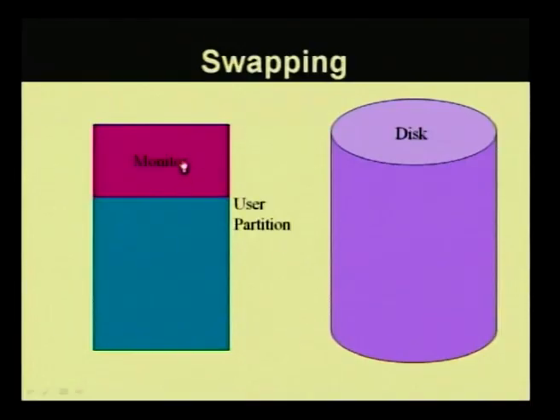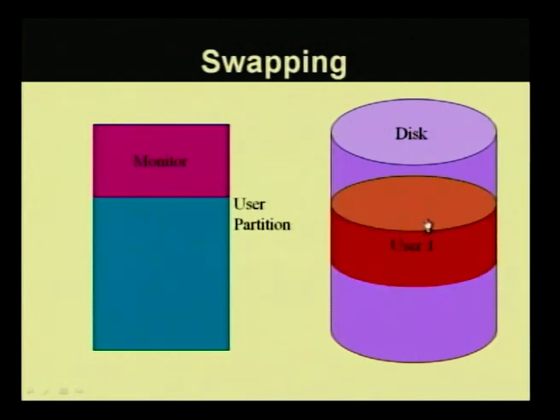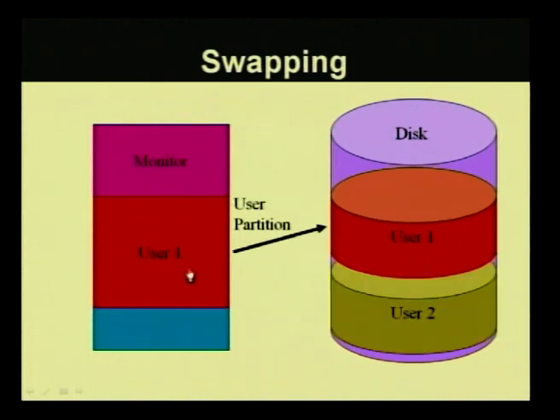There is a monitor or operating system area, and this is the user area. And the disk obviously houses the user programs. User 1 is the program which is stored in the disk. Now this program has to go for execution. It is loaded inside the memory area where it gets executed.